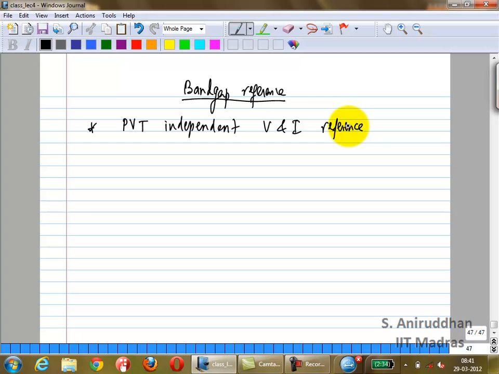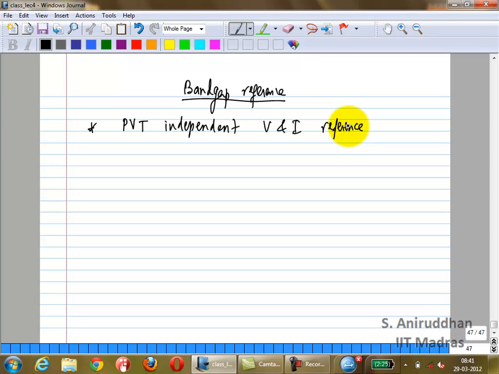So the main idea is you want a reference voltage or a reference current which is independent of process, voltage, temperature. That is the basic idea.